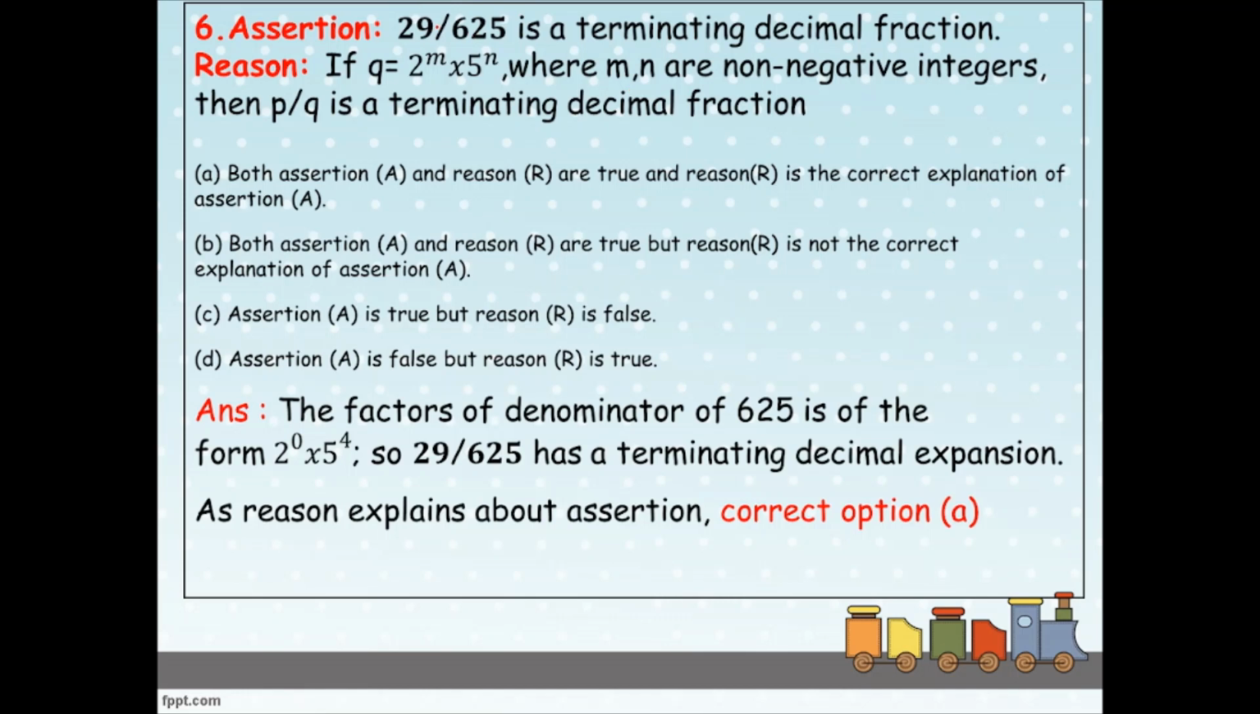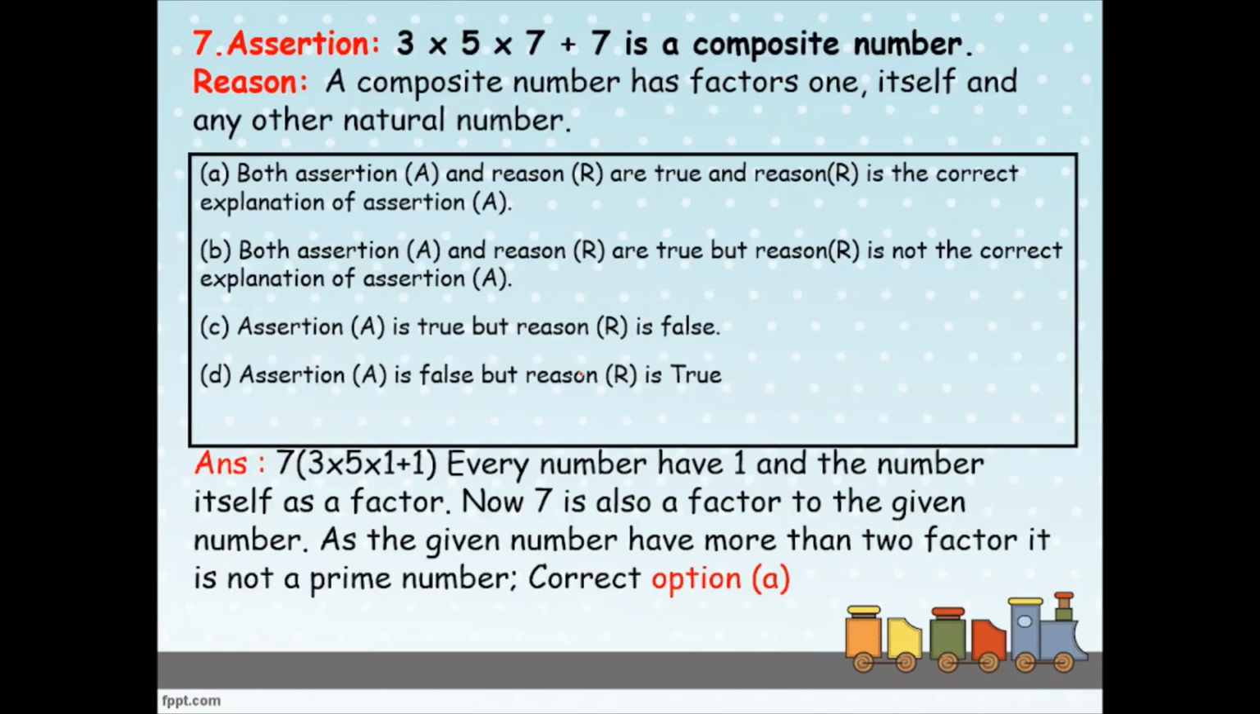Now check the assertion. 29 by 625. Find the factor of 625. 625 can be expressed as 2 power 0 and 5 power 4. 5 power 4 is 625. So as it is in the form of 2 power and 5 power, it terminates. So assertion is true. And the assertion is using the reason, the 2 power and 5 power formula. So we go for option A, which states that A is true, R is true, R is a correct explanation of A. Question 7.